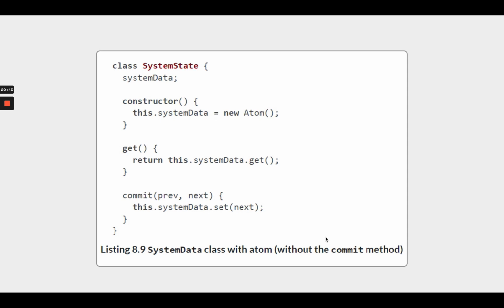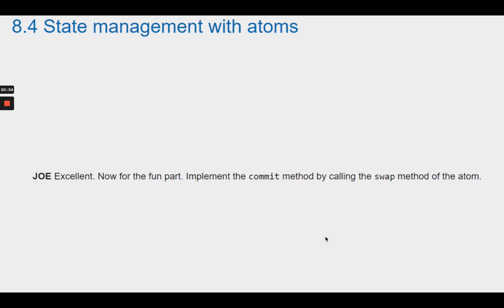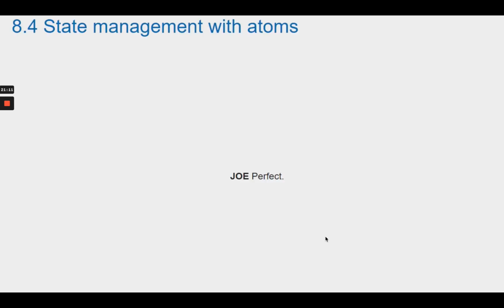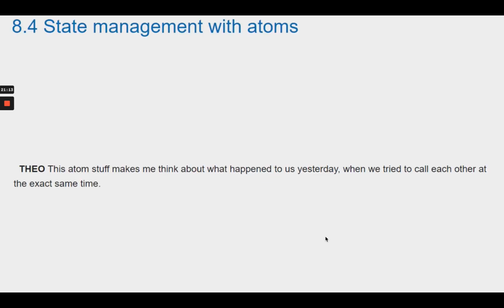Theo, let me see. I'd need to store the system data inside an atom. The get and set methods of system data would simply call the get and set methods of the atom. How does this look? Joe, excellent. Now for the fun part. Implement the commit method by calling the swap method of the atom. Theo, instead of calling system consistency reconcile directly, I need to wrap it into a call to swap. So, something like this? Joe, perfect.